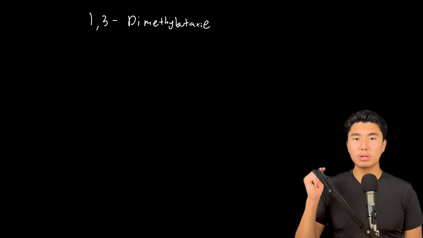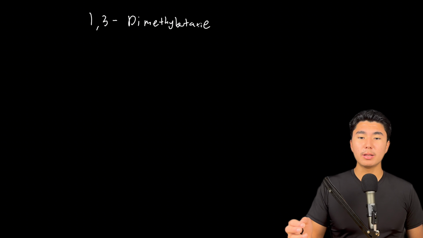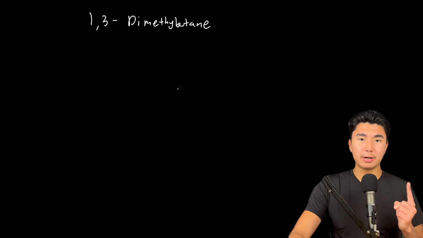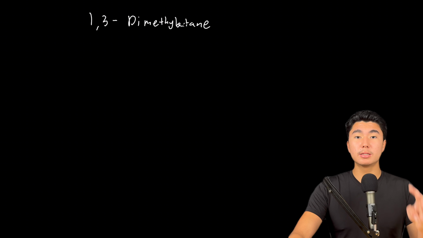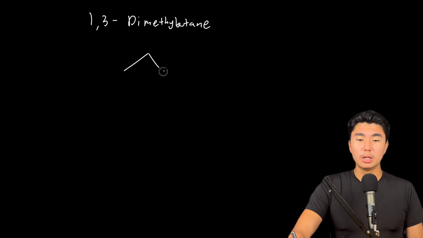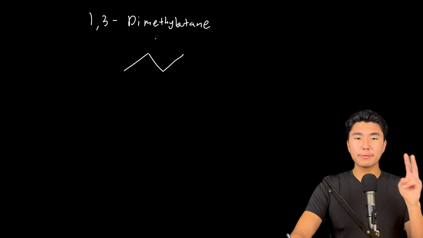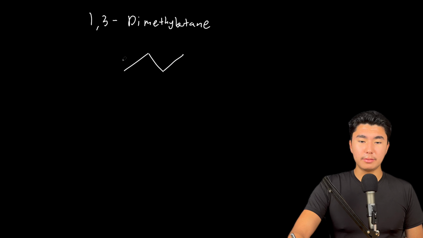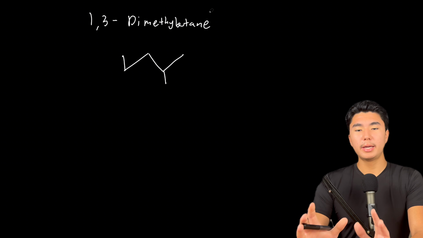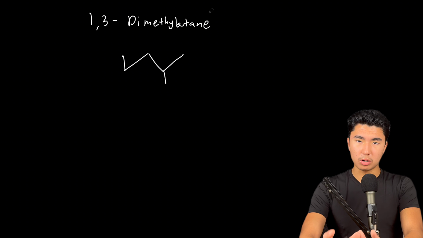This is the wrong IUPAC nomenclature naming. The reason why is we have to draw it out first. So we have butane. Butane is 4 carbons, so this is 1, 2, 3, 4. We have 2 methyl groups, one on the first carbon over here and one on the third carbon. So here's why this naming is wrong.